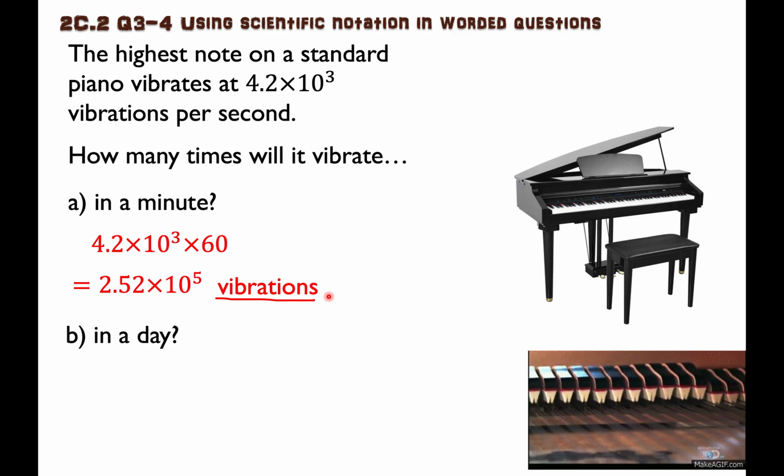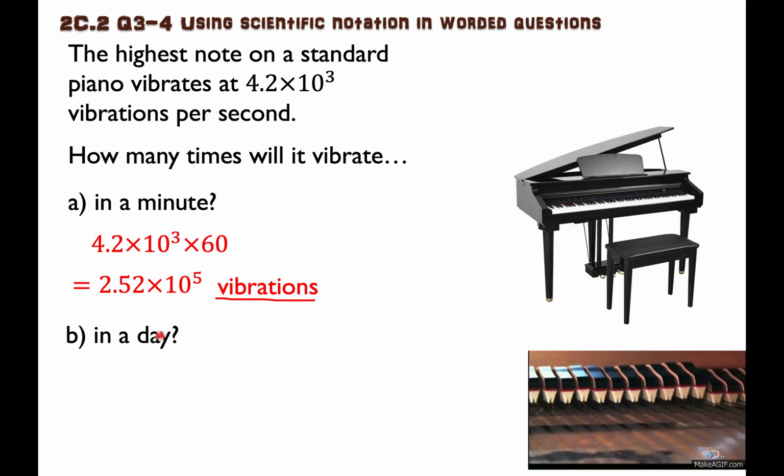In fact, NASA lost a Mars orbiter that just flew right past Mars because one department was using metric and another was using imperial. Whoops. There's a few $100 million that we'll never see again. So units are important. Okay, so this is how many times it vibrates in 1 minute.